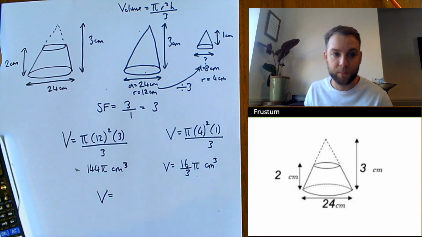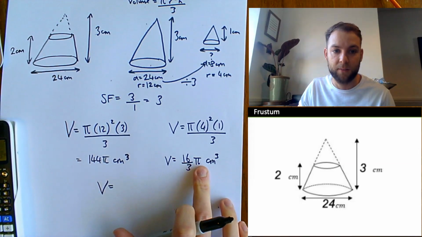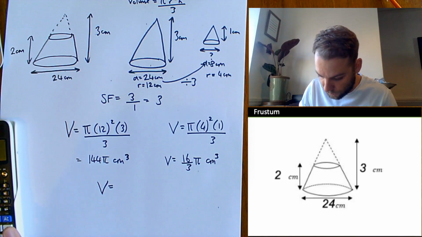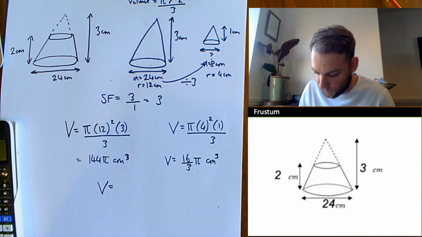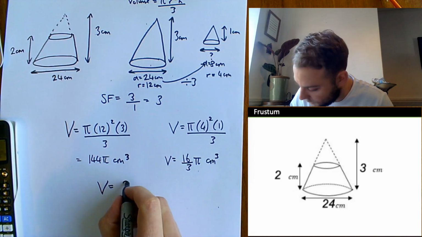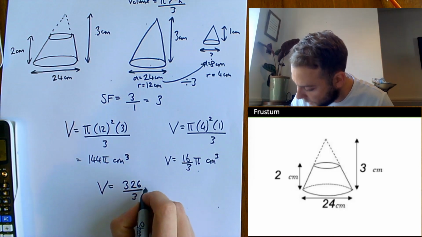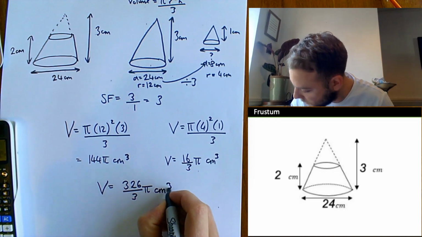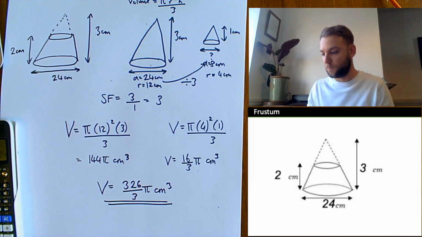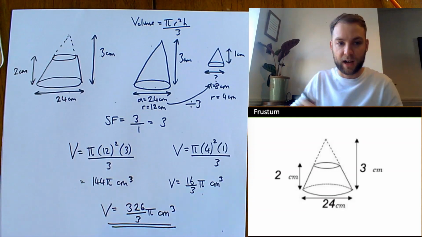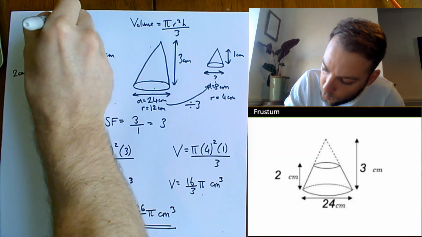And to find the volume of the frustum, we're going to subtract these. So it's going to be this one minus this one here. So 144 pi minus 16 over 3 pi, which in this case is equal to 416 over 3 pi centimetres cubed. Make sure you're getting that one down in your book if you haven't already. That one there is example 3. If you need to pause, then pause.